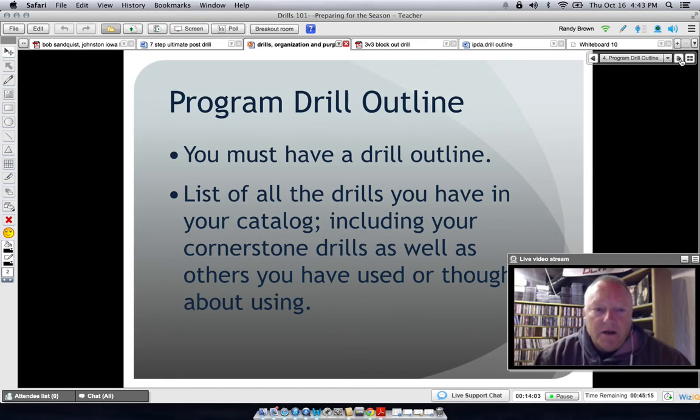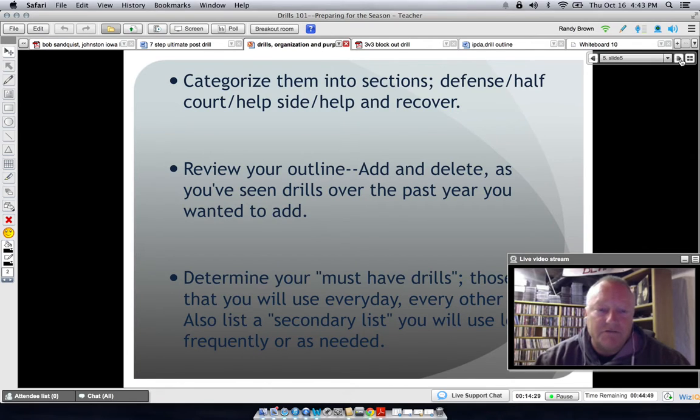So, you need a list of all the drills that you have in your catalog. We're going to include all of the drills that you've run, both your cornerstone must-have drills, along with others that you maybe have used in the past or have used a little bit, but are not really a part of every day or every week's practice. So it's going to be a real comprehensive collection.